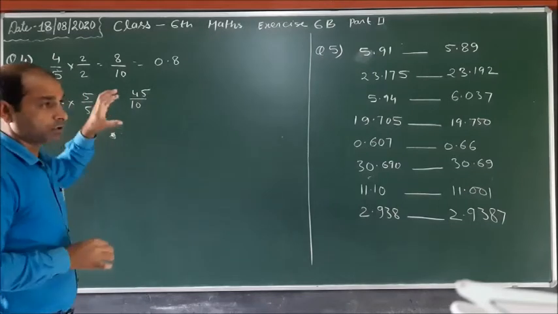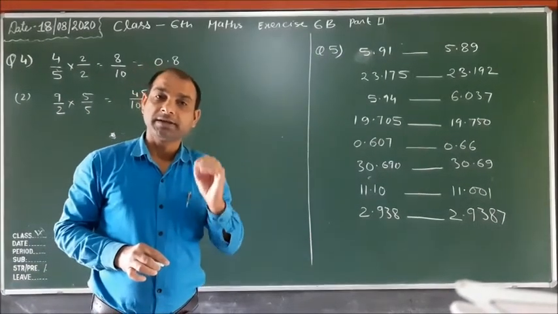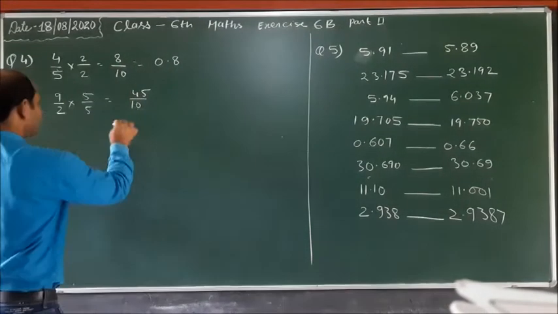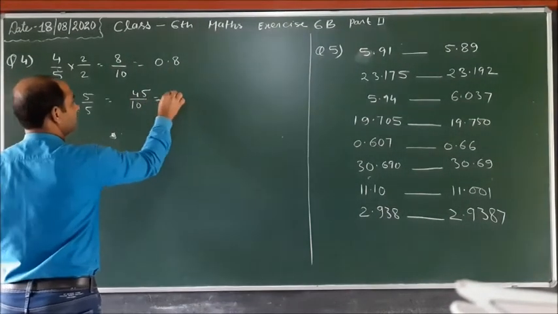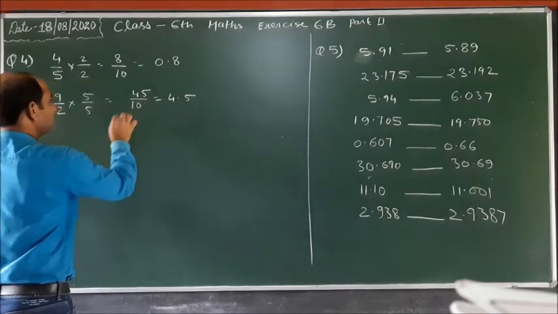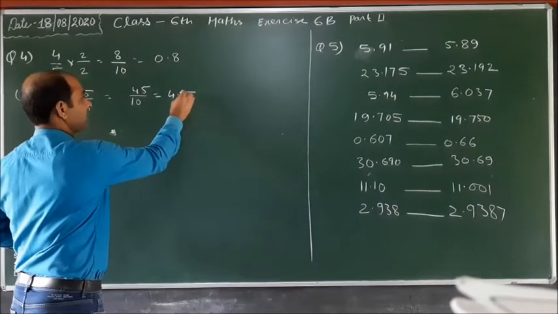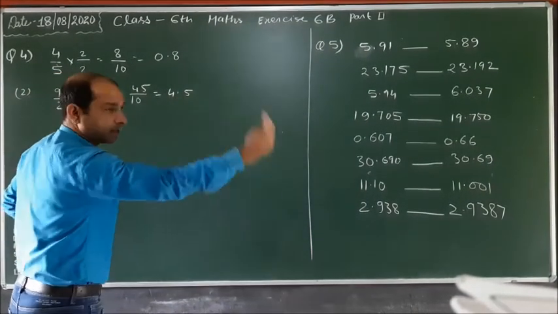हमें डिनोमिनेटर में मल्टीप्लाई कर रहे हैं तो न्यूमरेटर में भी मल्टीप्लाई करेंगे. Okay, now change into the decimal: 4.5. How? Because here there is one 0, so put the decimal after 1 digit. Then we count from the right hand side.